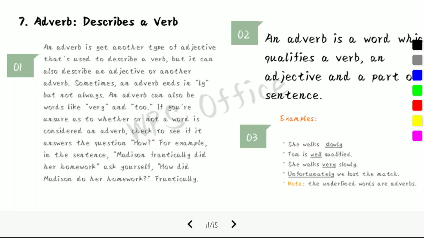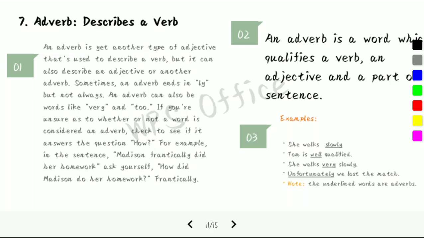An adverb describes a verb. An adverb is yet another type of adjective that is used to describe a verb, but it can also describe an adjective or another adverb. Sometimes an adverb ends in ly, but not always. An adverb can also be a word like very or too.